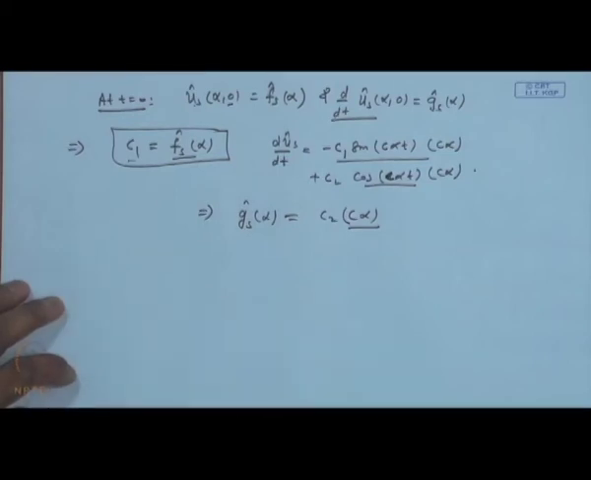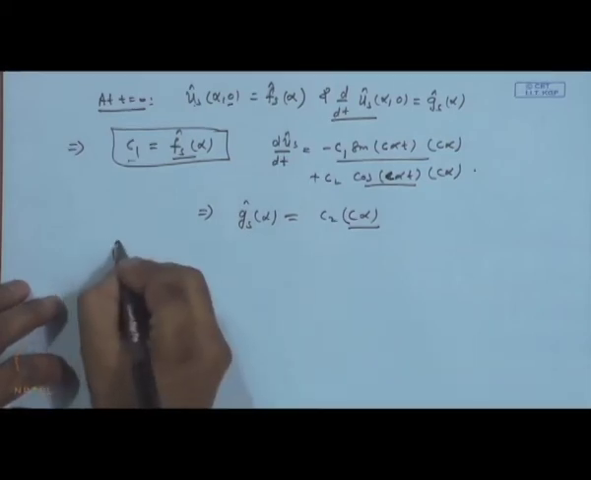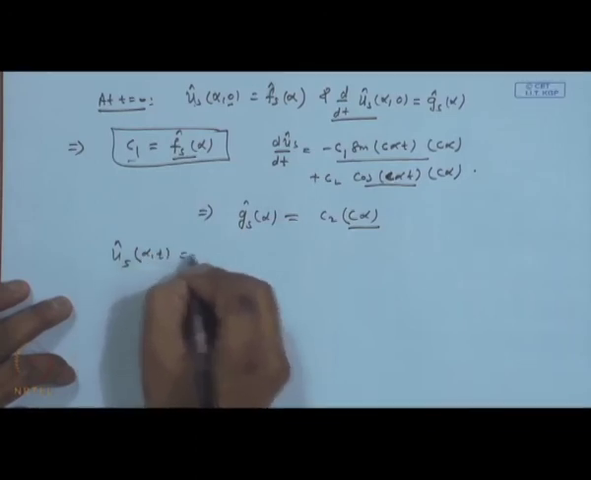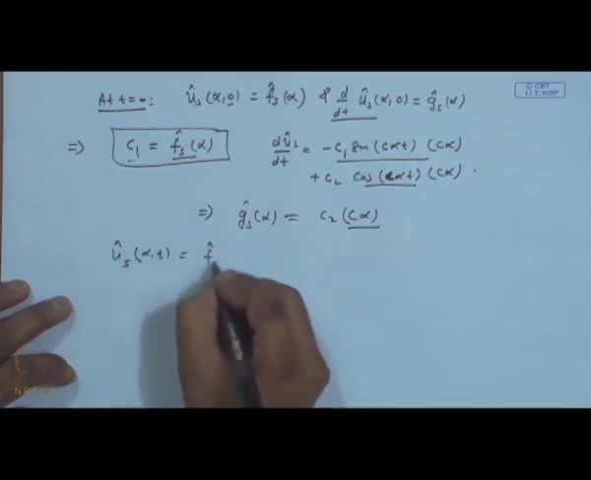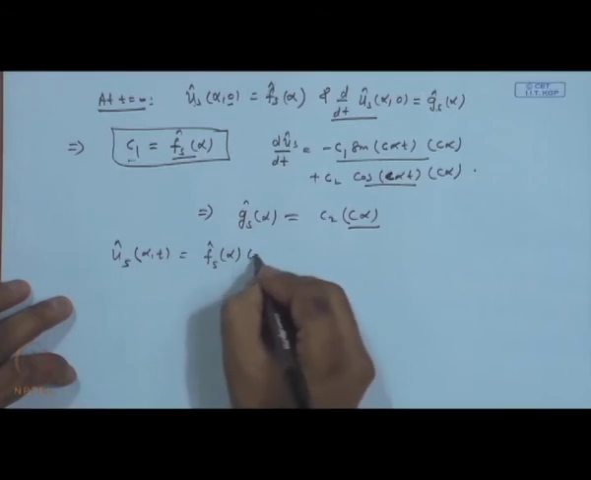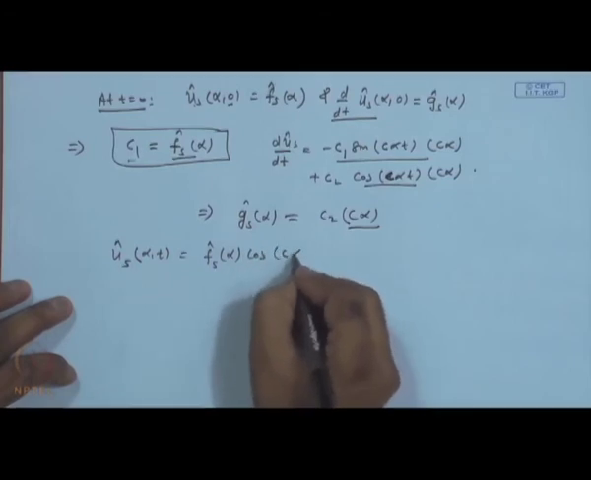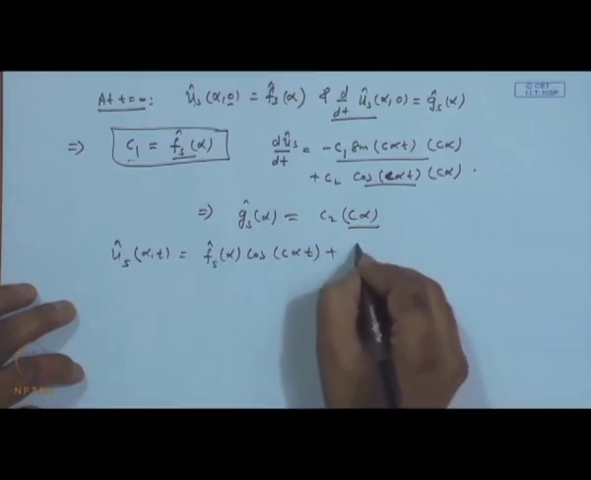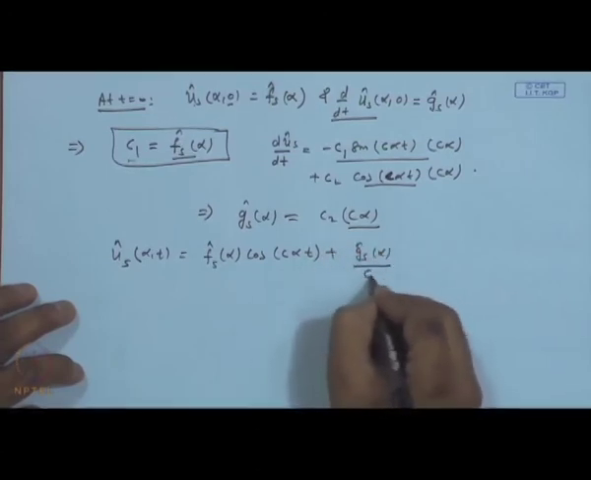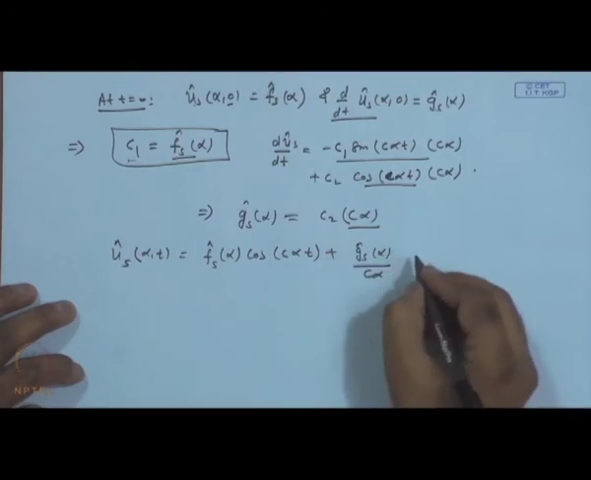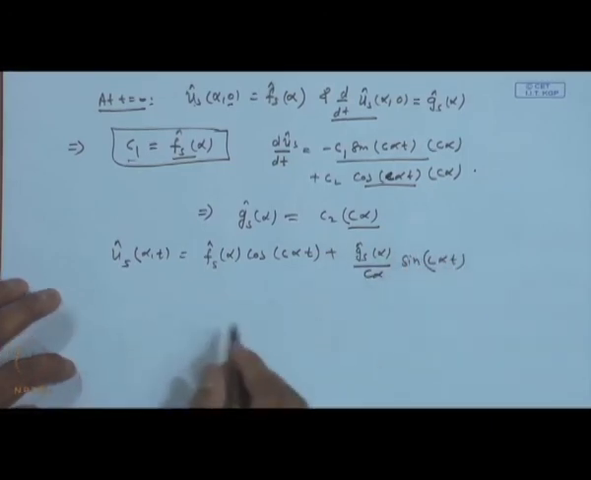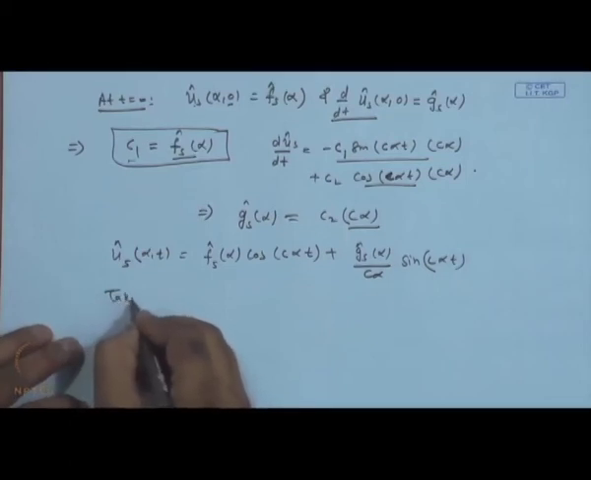So, we can get now the solution u_s hat(alpha, t), that is f_s hat(alpha) cos(c alpha t), plus g_s hat(alpha) over c alpha, and then sin(c alpha t). Now, we take the inverse.